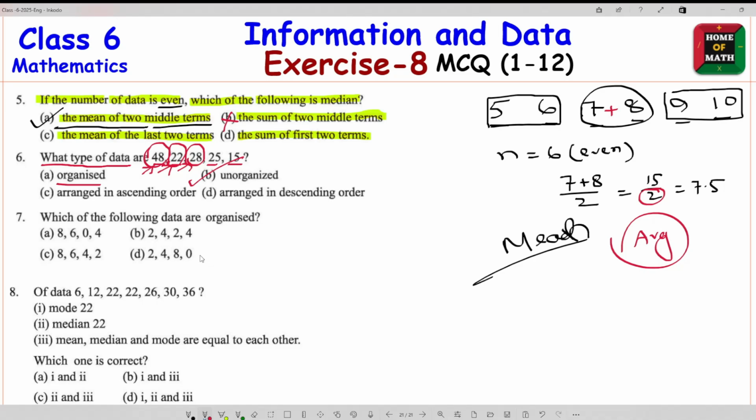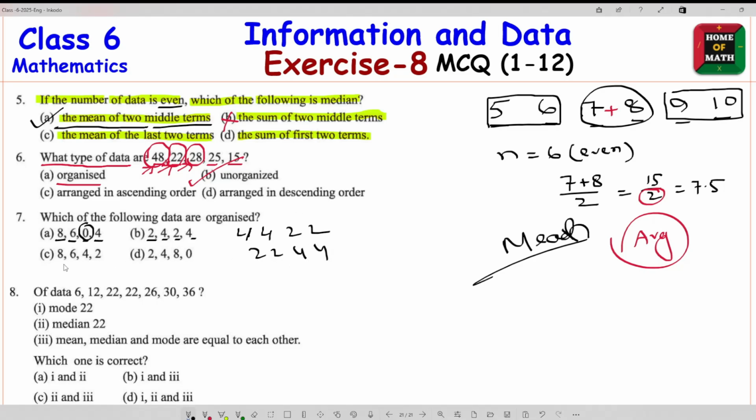Okay, number B. Now, which of the following data are organized? Organized means either ascending or descending. Now look, 8604, it's not organized, because certainly here is 0. Again 2424, it's also not organized. If 4444 or 2244, it should be organized.